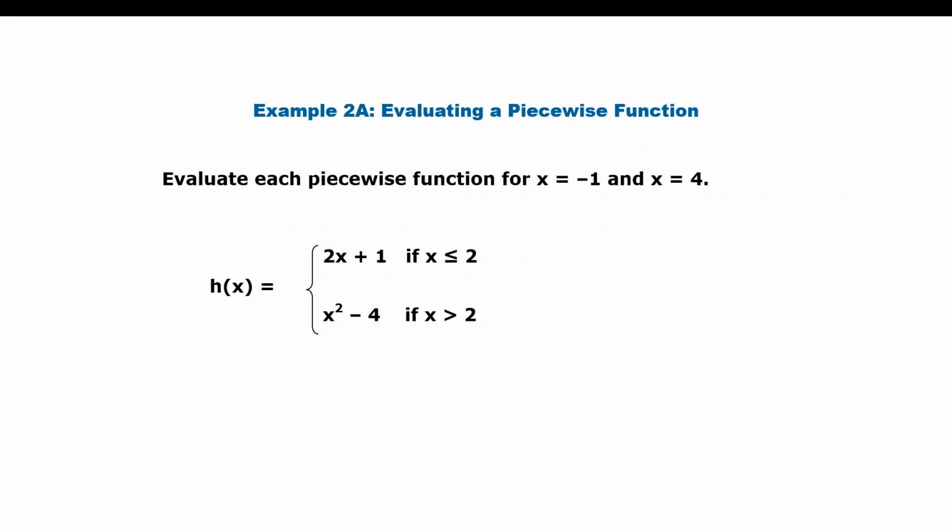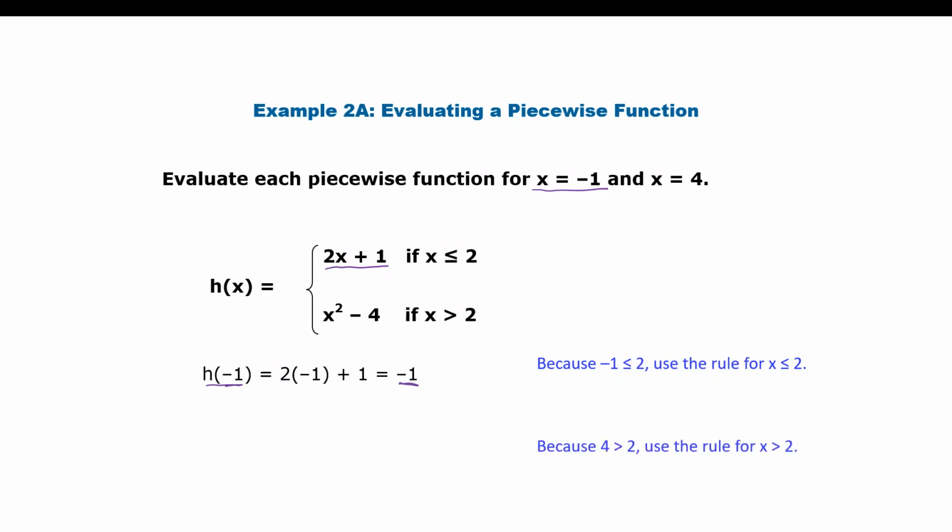So the first one we're going to do is x equals -1. So the first thing we want to do is think about where -1 is. Is -1 less than or equal to 2? Well, yes, it is less than. So the function we're going to use is 2x plus 1. So all we have to do is fill in our -1 for x. So 2 times -1 plus 1 equals -1. So our first answer is -1. We would say h of -1 equals -1.